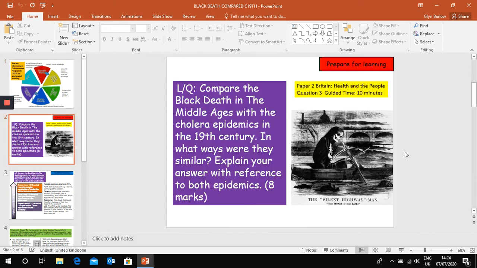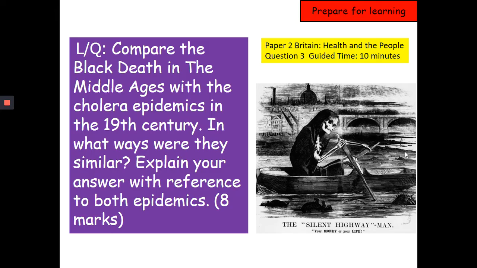Now this is a question 3, which is to compare the Black Death in the Middle Ages with the cholera epidemics in the 19th century. In what ways were they similar? Explain your answer with reference to both epidemics.